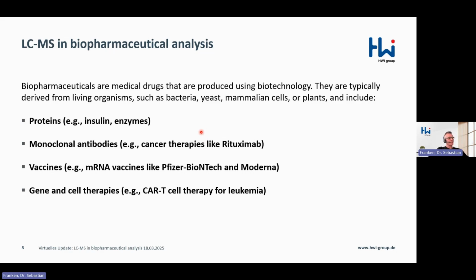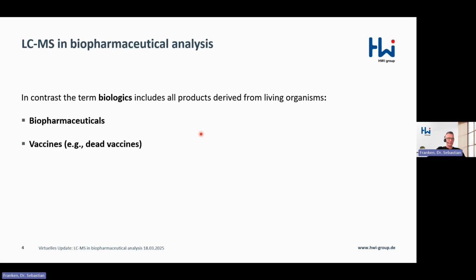And sometimes we also find the term biologics used interchangeably with biopharmaceuticals. We understand under biologics biopharmaceuticals plus products derived directly from blood, for example, erythrocyte or red blood cell concentrates, or other products used in transfusion, and also other kinds of vaccines, dead vaccines.